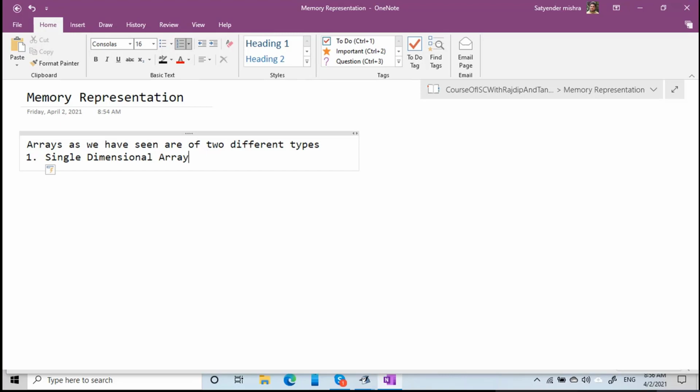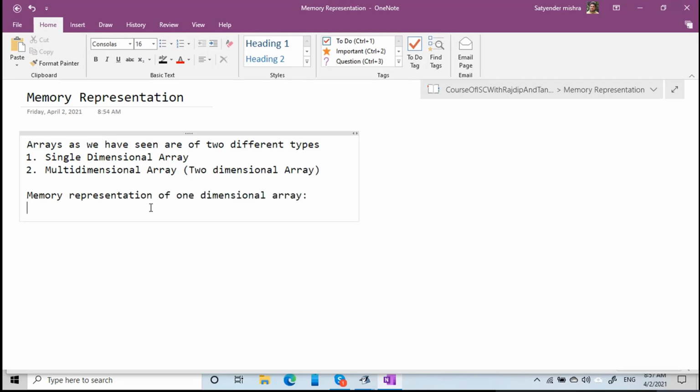Single dimension array, and number two is multi-dimensional. We studied two-dimensional. First, we focus on single dimension array. Memory representation of single dimension, or one dimension array.